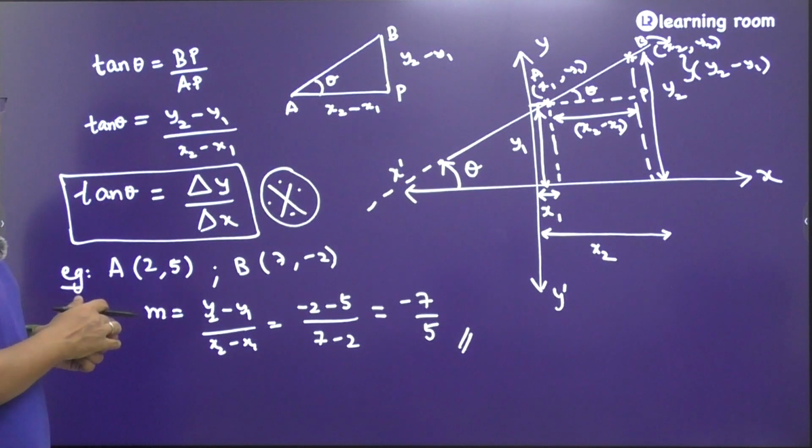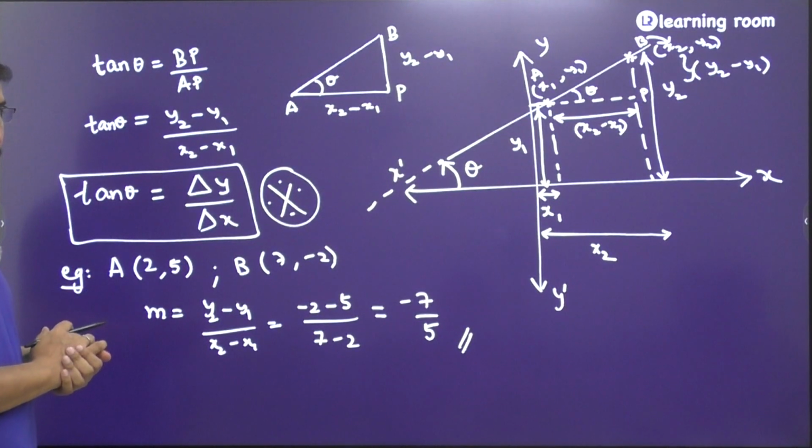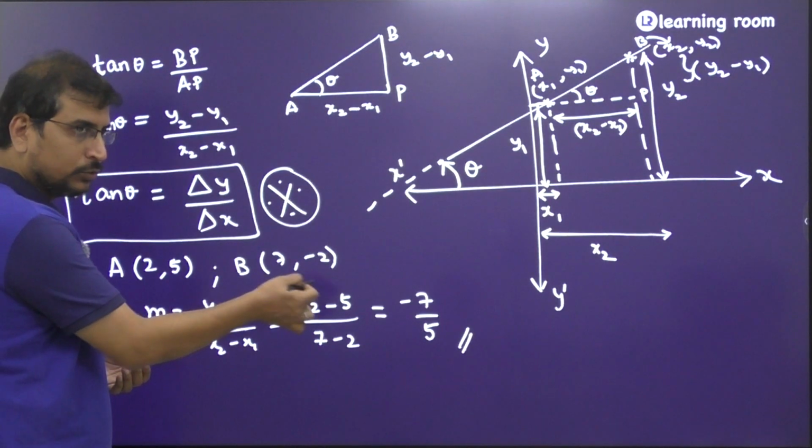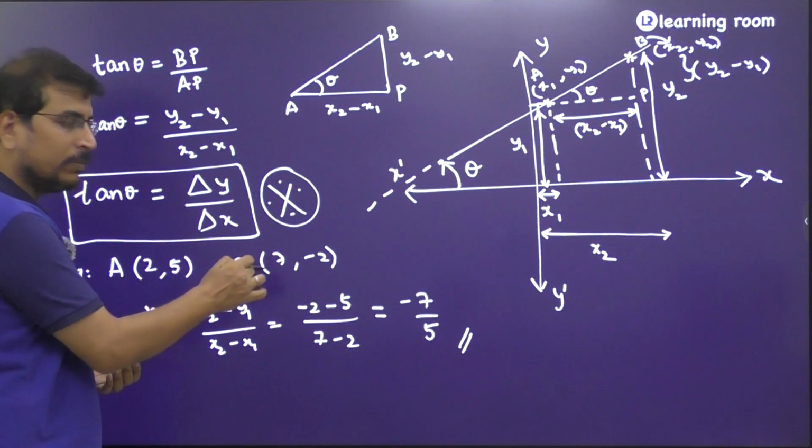If you do y1 minus y2 by x1 minus x2 also, you get the same answer. Check and see. y1 minus y2, you can do it 5 minus of minus 2, 5 plus 2, 7, divided by 2 minus 7, minus 5.